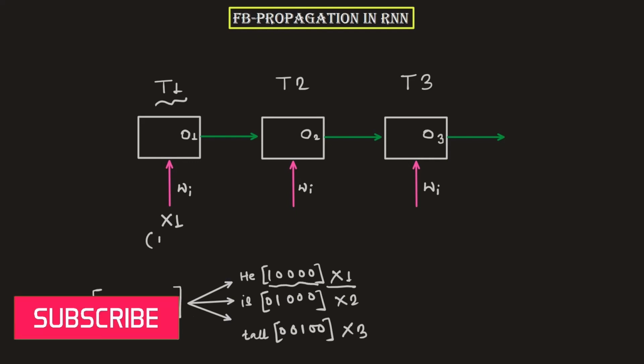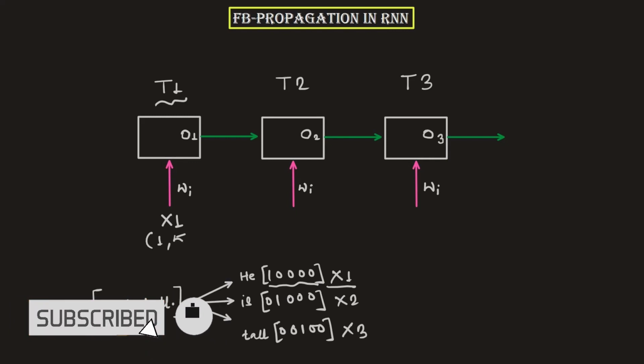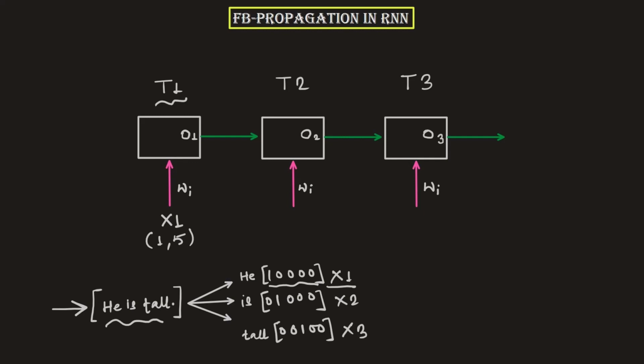So let me write it here. The shape of x1 is 1 by 5, which means only one row and 5 columns, and wi is going to be the weights at the input point. Okay, so let's try to understand in detail where and what exactly these input weights are.